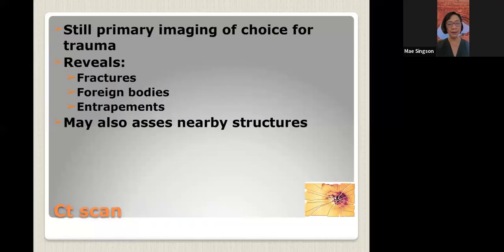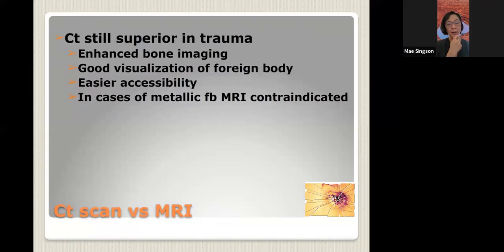Next. Of course, CT scan is still our primary choice in trauma because it can reveal fractures, foreign bodies, and entrapments, and you can also assess the nearby structures. As compared to MRI, CT scan is still superior because it has bone imaging and you can visualize foreign bodies, and it is more easily accessible. Also, if you have a metallic foreign body, MRIs are contraindicated.